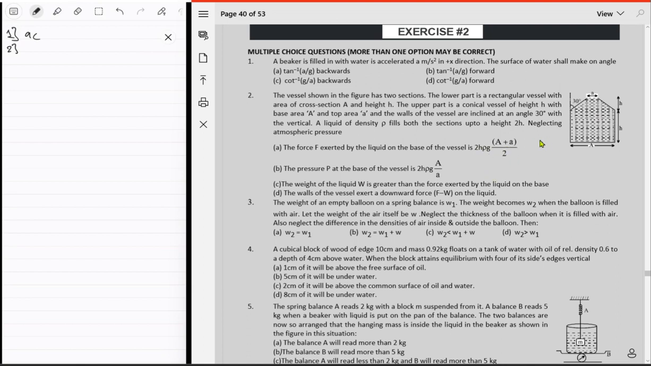But not this thing, (A plus a) upon 2. That doesn't make any sense. It just has to be capital A actually. The pressure P at the base of the vessel is 2 rho g h and then capital A upon small a. I have no idea how that's working out. It should not make any sense.